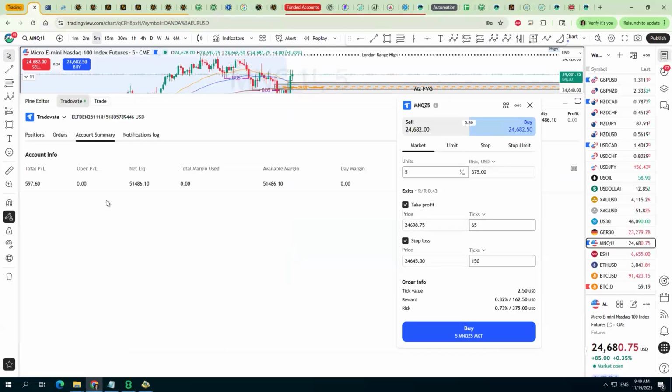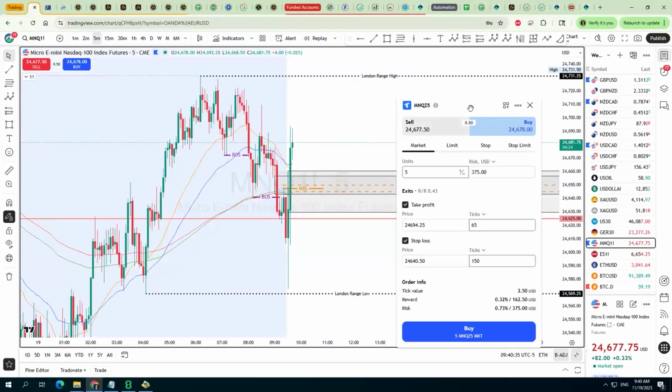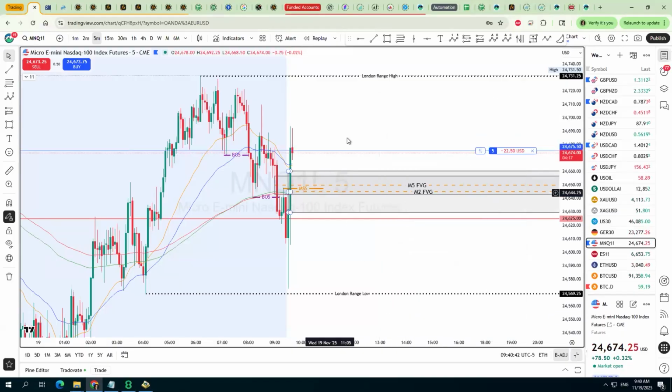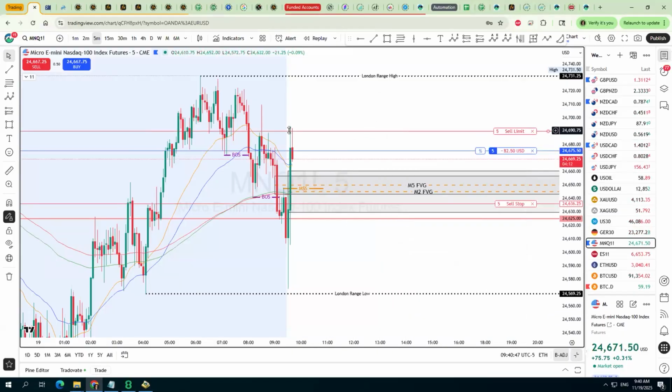Okay, so how much have I made so far? Almost $600. Looks like it's going to be my last trade for today. All right, so let's just wait for a little bit of pullback, and then I'm going to buy again. 65 pip target. There it is. All right. Bought in again.